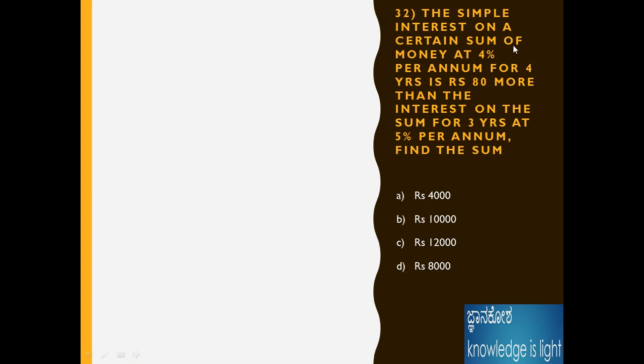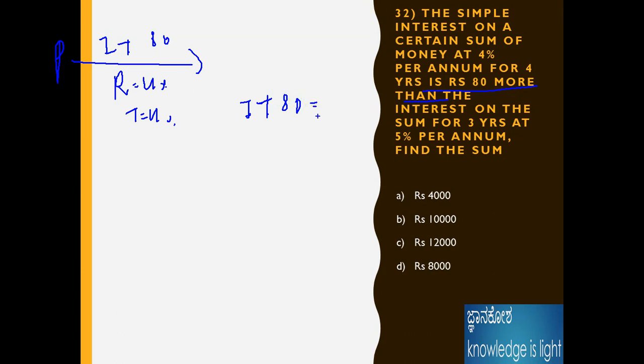The simple interest on a certain sum of money at 4% per annum for 4 years is rupees 80 more than the interest. I don't know exactly the principal amount. Therefore the interest should be more: I plus 80. R is equal to 4% as well as T is equal to 4 years. Therefore I is equal to PTR, or I is equal to I plus 80. I is nothing but P into 4 into 4, it is 16 divided by 100.